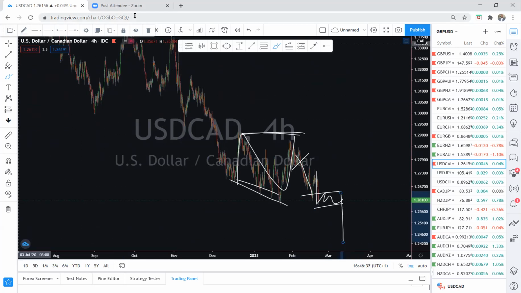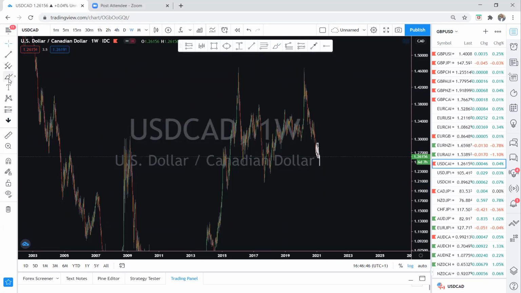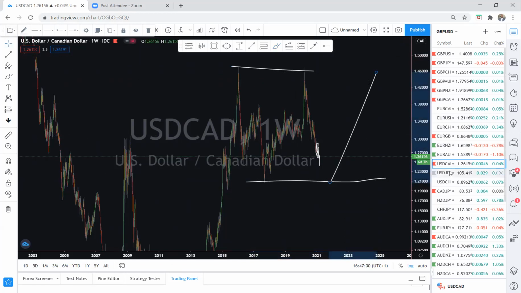It has to go and complete the weekly structure that I identified for you earlier on. You can look at the weekly structure here. USD CAD is coming to tag this low around 1.22200 or 2150 or 2100. It's going to target it, and once it targets, we'll have a beautiful move to the upside.